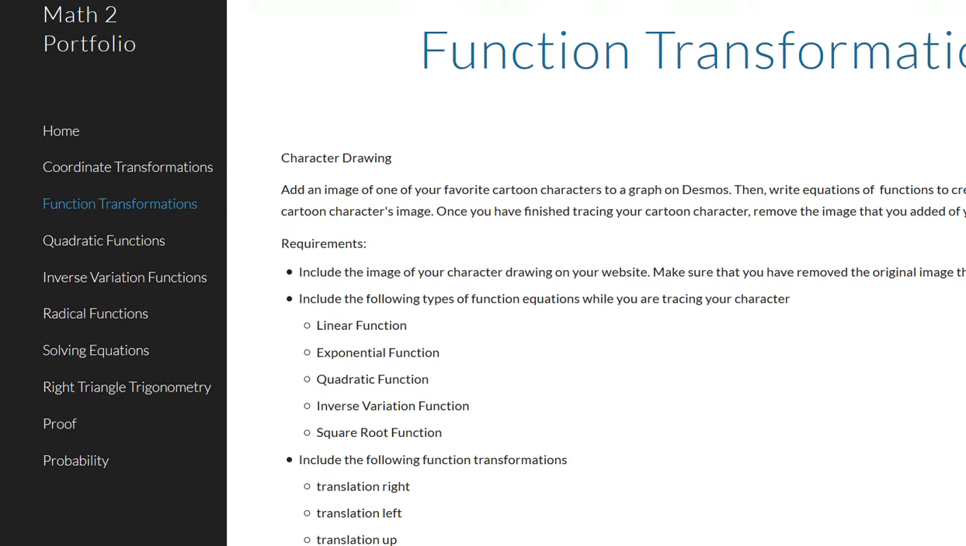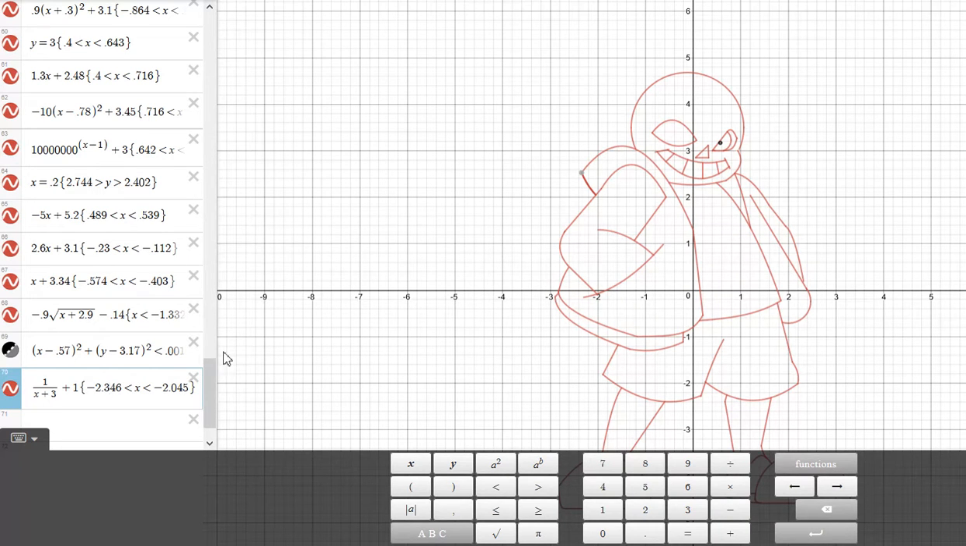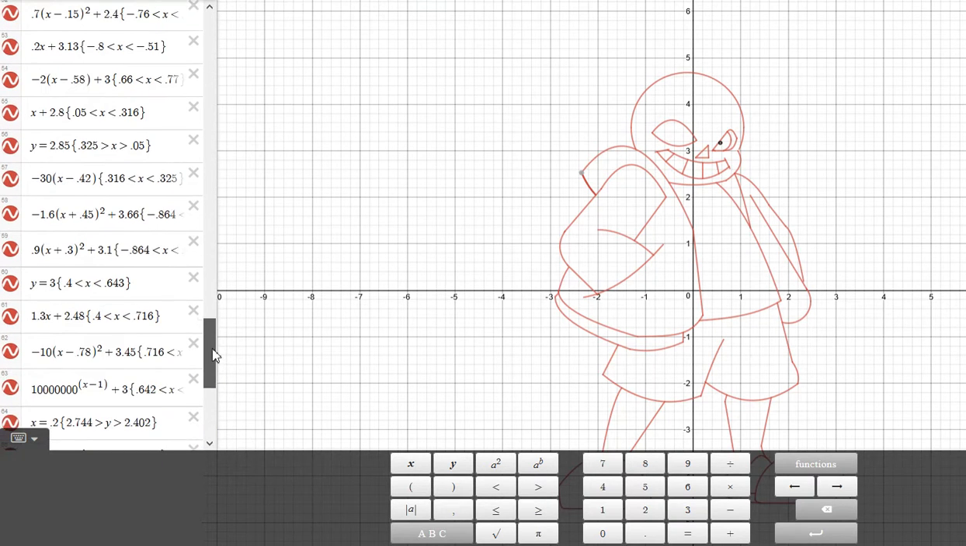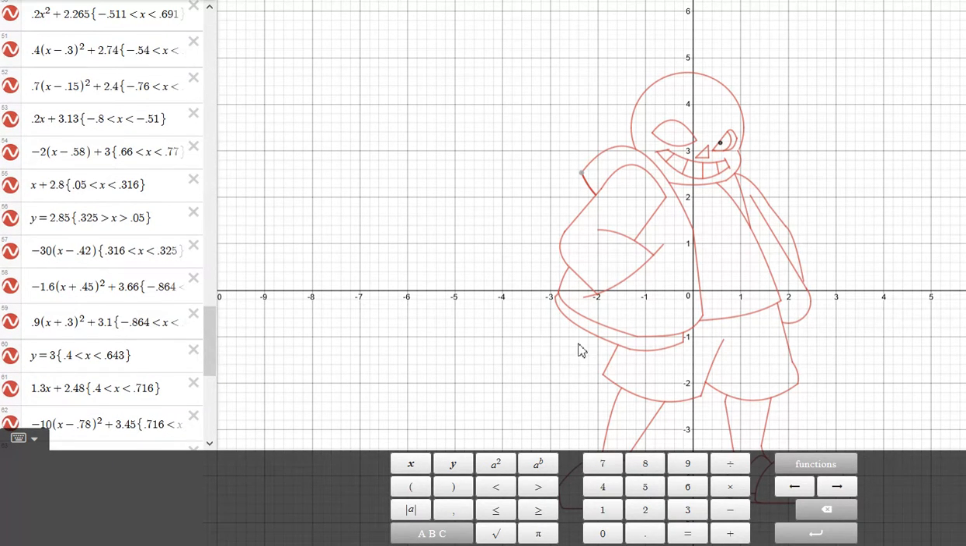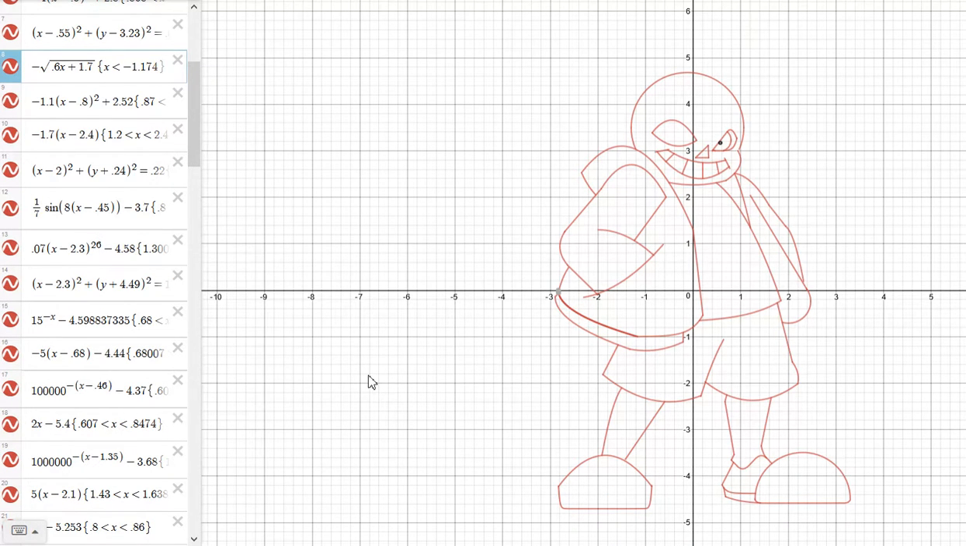For a square root function, an example would be this, which is y = -sqrt(0.6x + 1.7) with a domain of x < -1.174.